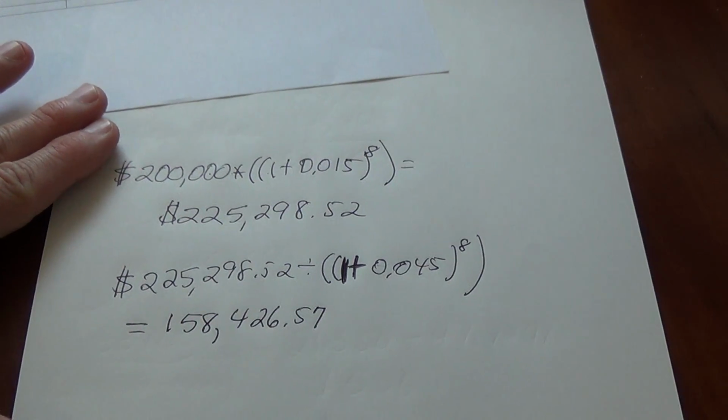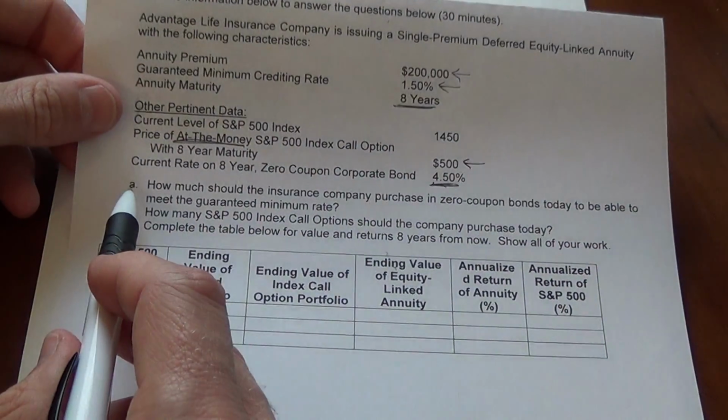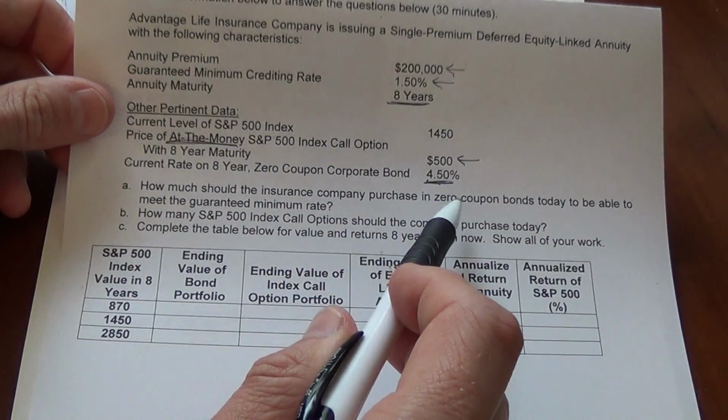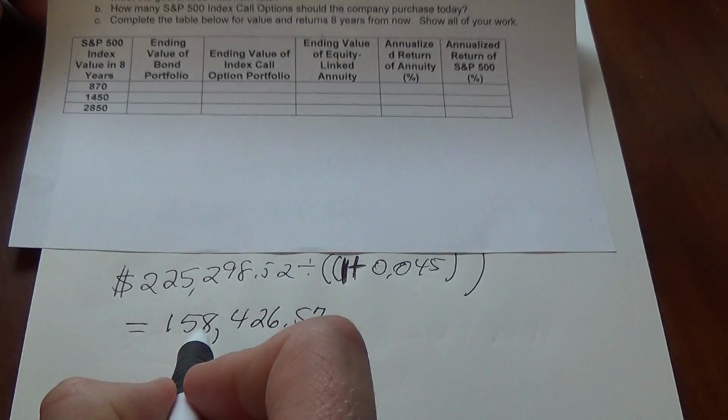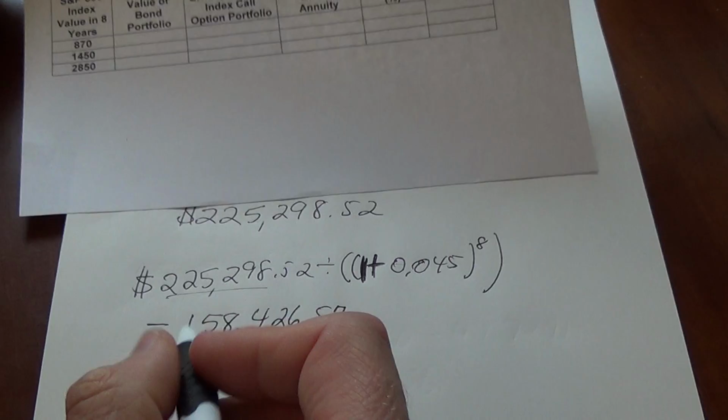So that takes care of that. Well, that's question A. That is the answer to question A. The answer is, how much should you invest in a zero coupon bond? You should invest 158,426.57, and that will ensure that you have that guaranteed amount.